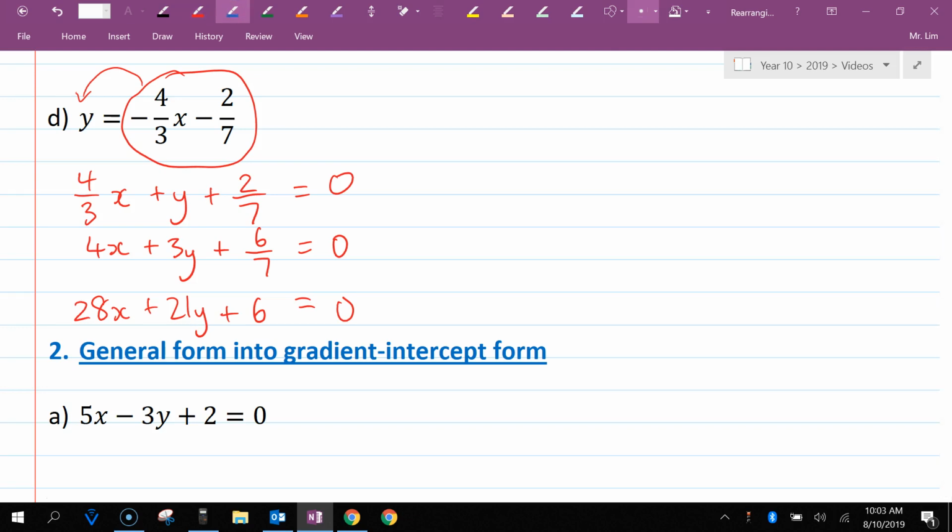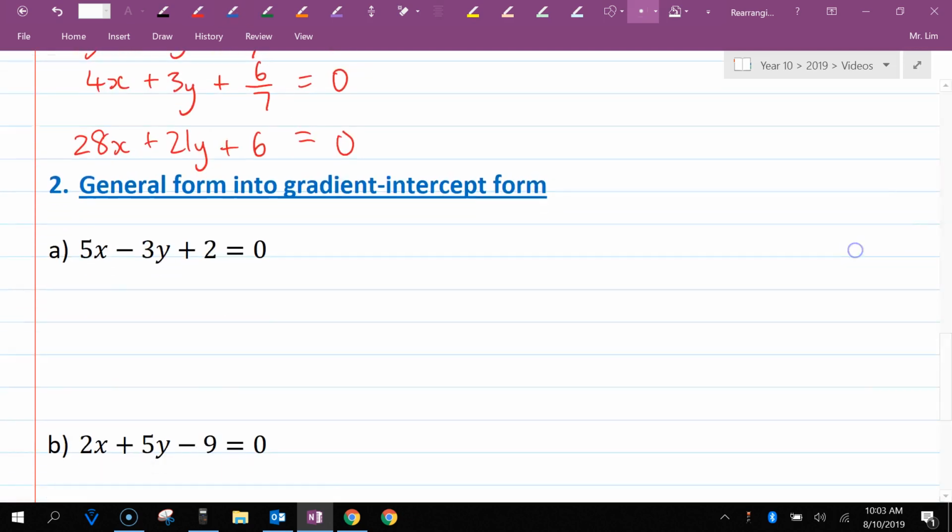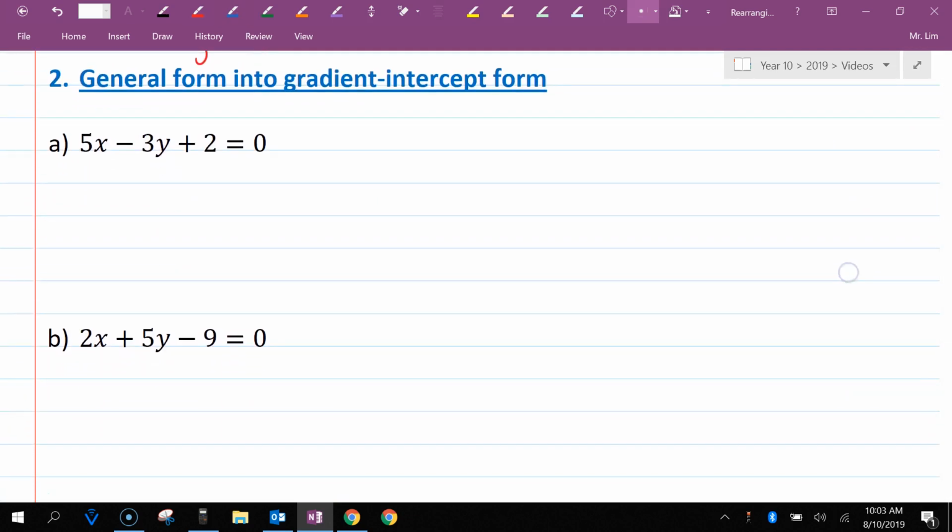Alright, let's have a look at part 2 of this video. How to rearrange a general form into gradient intercept form. So here we want it to be y equals mx plus b. We want y to be by itself. And we want y to be positive.